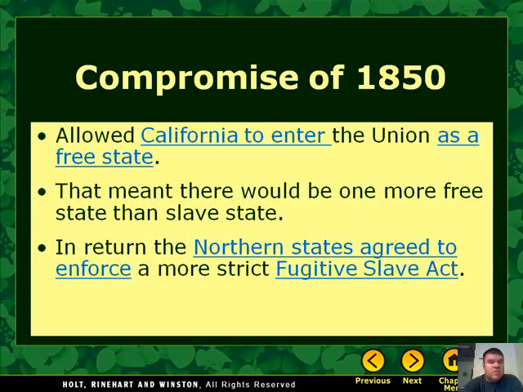Okay? The southern states had been losing, the farmers of the South had been losing slaves to the Underground Railroad. People like Harriet Tubman would come across and lead slaves off of their plantations and lead them north. Well, the southern states said, you in the north need to send those slaves back when they come back. And you need to give those back because they're our property, and we don't want to lose our property. So we'll let you have California to enter as a free state, but you need to enforce this more strict Fugitive Slave Act.